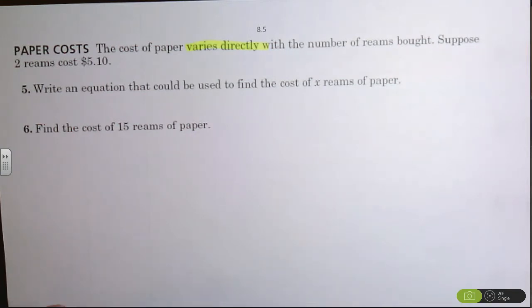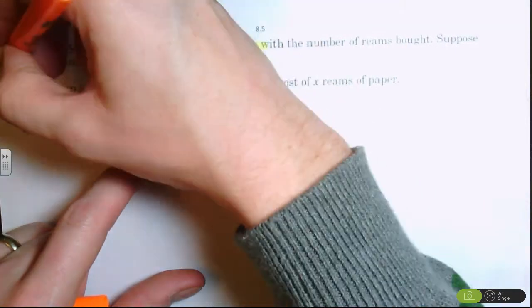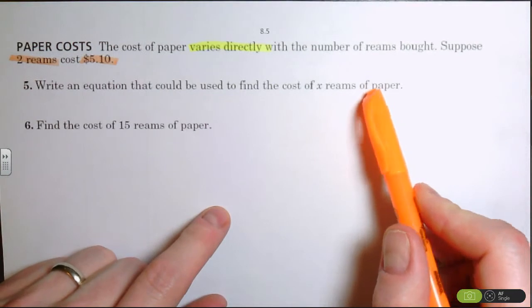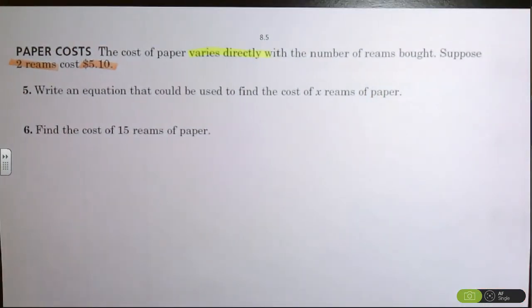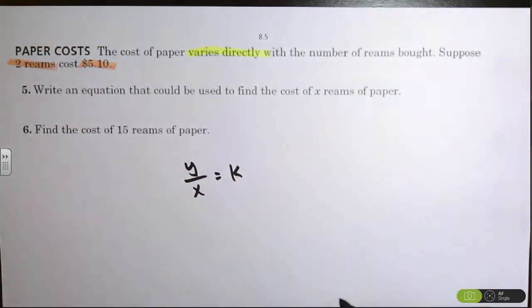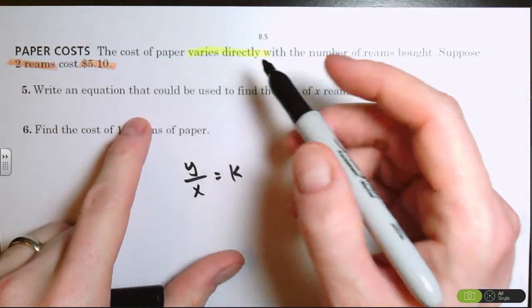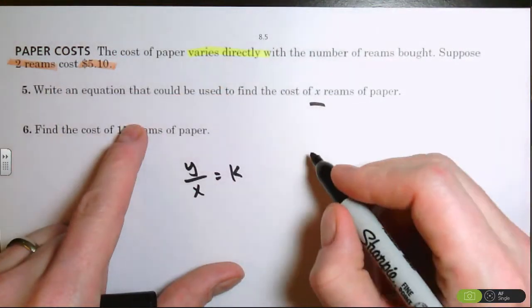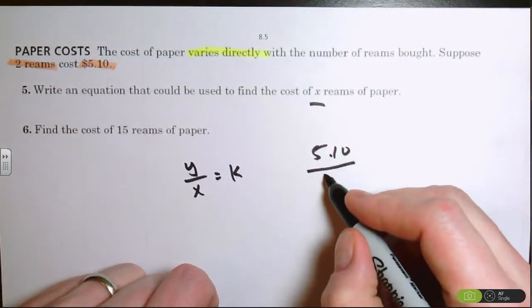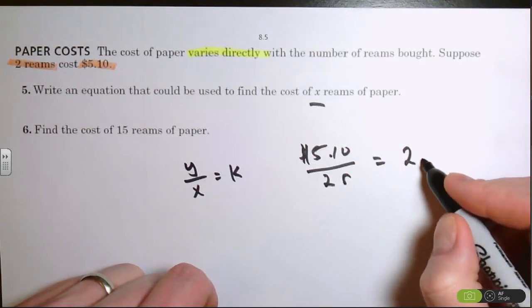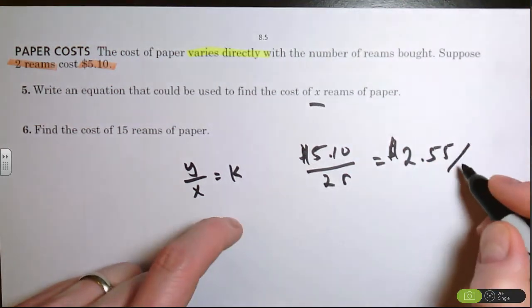Well, here is our relationship. 2 reams cost 5.10, and they're telling us x reams of paper. Now for number 5, since we know this is direct variation, we have this formula where we divide the y by the x to get the k value. That's why we check to see if it's proportional, because direct variation just means it's proportional. So if reams of paper is x, then cost is 5.10. So 5.10 over 2 reams is 2.55 per ream.